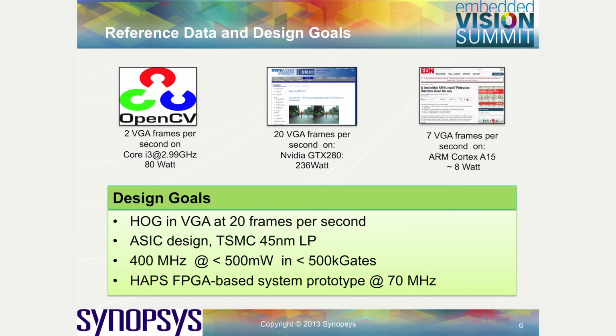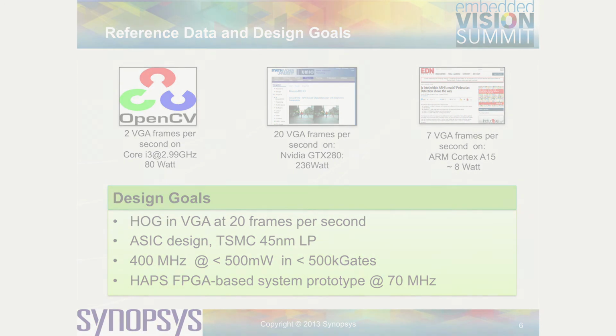We haven't done a tape-out of the ASIC, of course, but we did a HAPS prototype that you can see upstairs. The HAPS prototype is an FPGA-based prototype. It runs slower than the ASIC, at 60 megahertz, and therefore it only produces 3.5 frames per second.